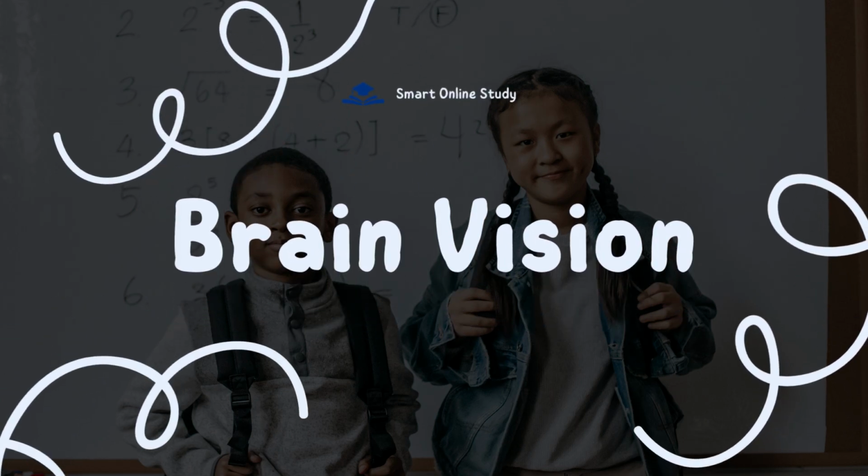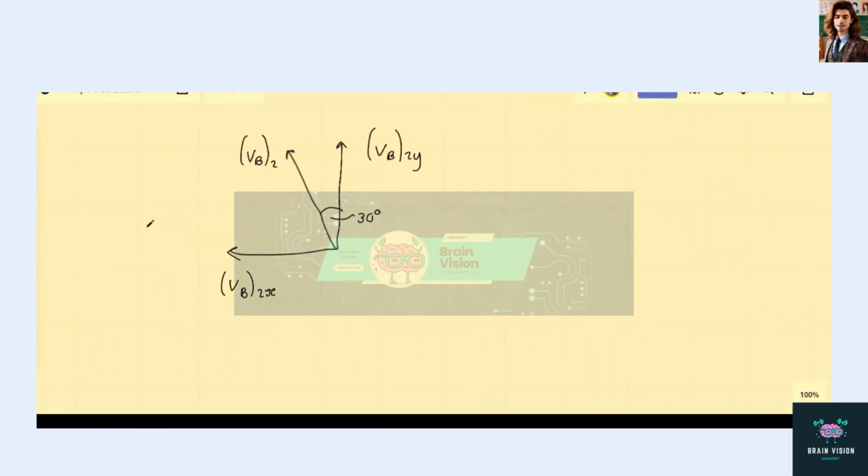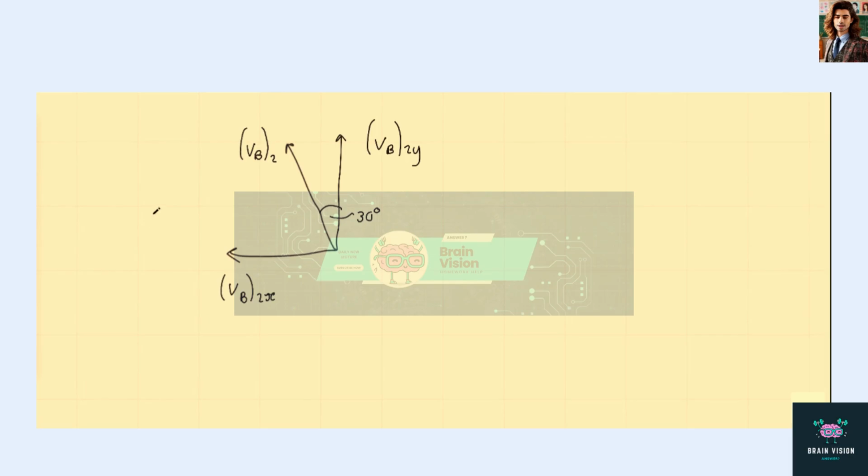Welcome to Brain Vision. In this problem, we have two smooth disks A and B with identical mass which are moving towards each other. They then collide and move off. We have the final direction of disk B, and we hence wish to calculate the coefficient of restitution between the disks after the collision. Now, for disk B, we draw the diagram as follows, and we break up its final velocity VB2 into y and x components.